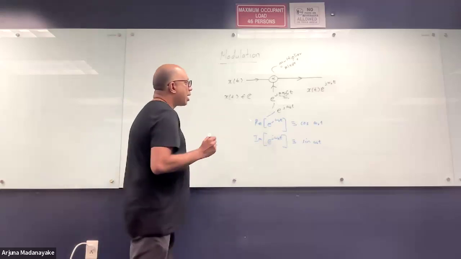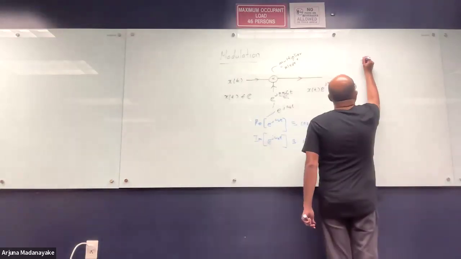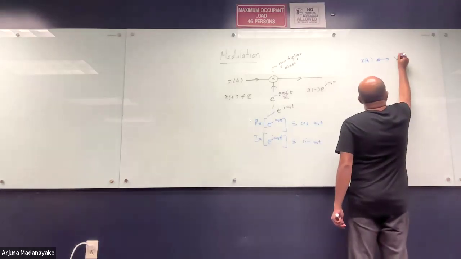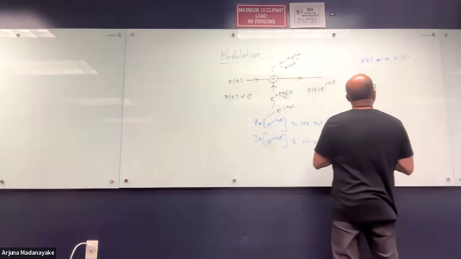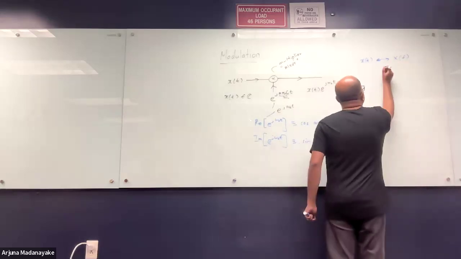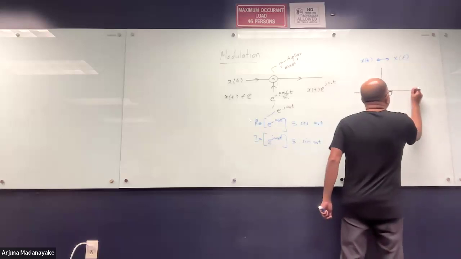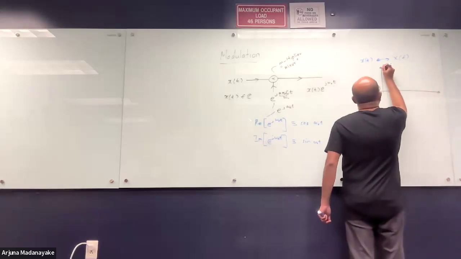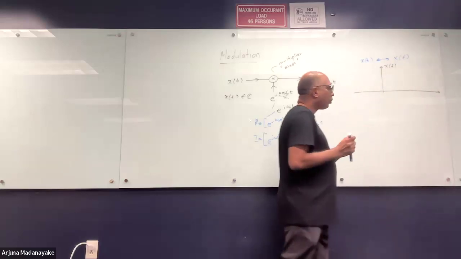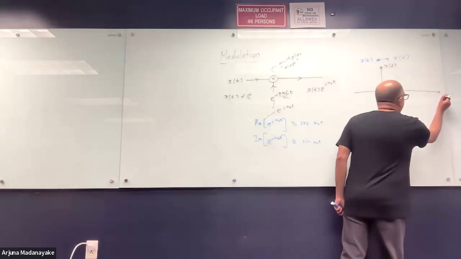So geometrically, what it means is that if I look at the Fourier transform of x of t, I can write it as x of t has a Fourier transform x of f. I can visualize it. So this is my x of f. This is my frequency variable f.